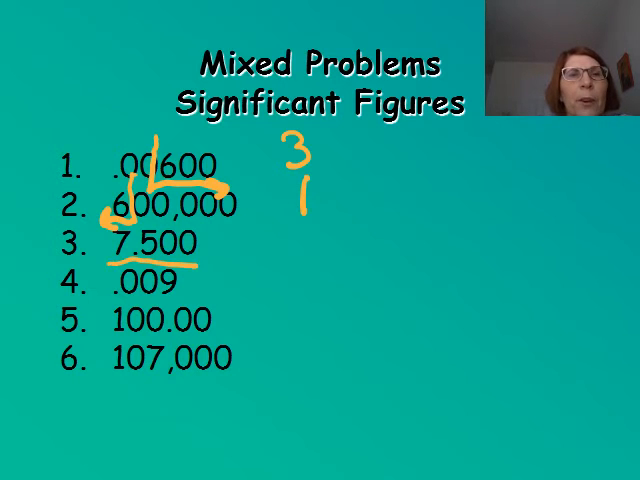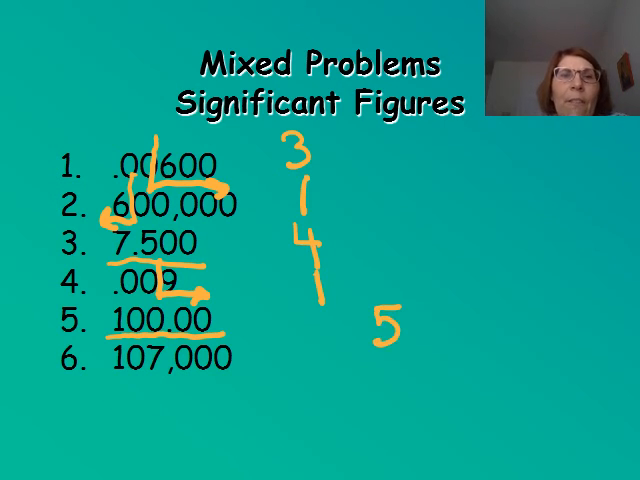The rule for number 3 is, if I have a decimal present, everything counts. So it's 4 significant figures. For number 4, if I start here, Atlantic right side, and then go left, then I have 1 significant figure. Again, on number 5, if I have a decimal, that means everything counts, so I have 5 significant figures. For the last one here, we're going to start here and then go left, then I have 3 significant figures.